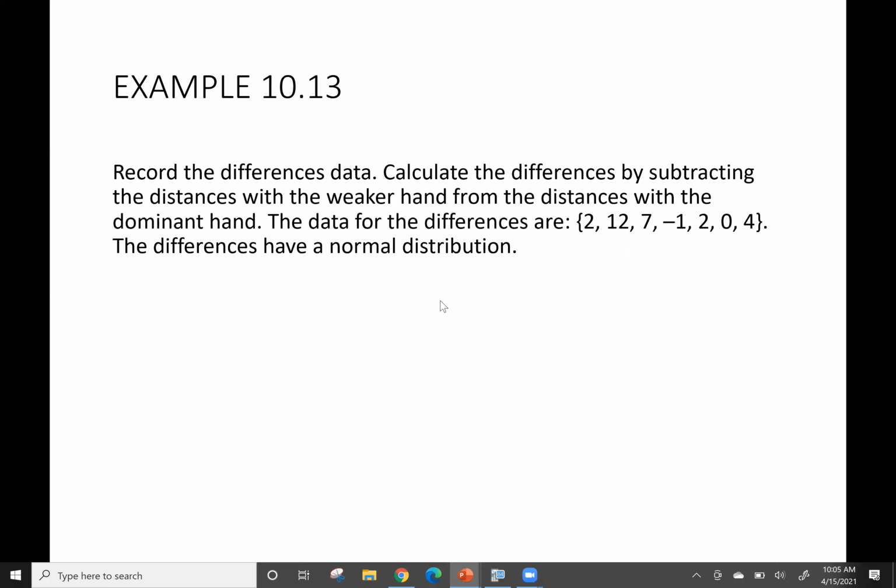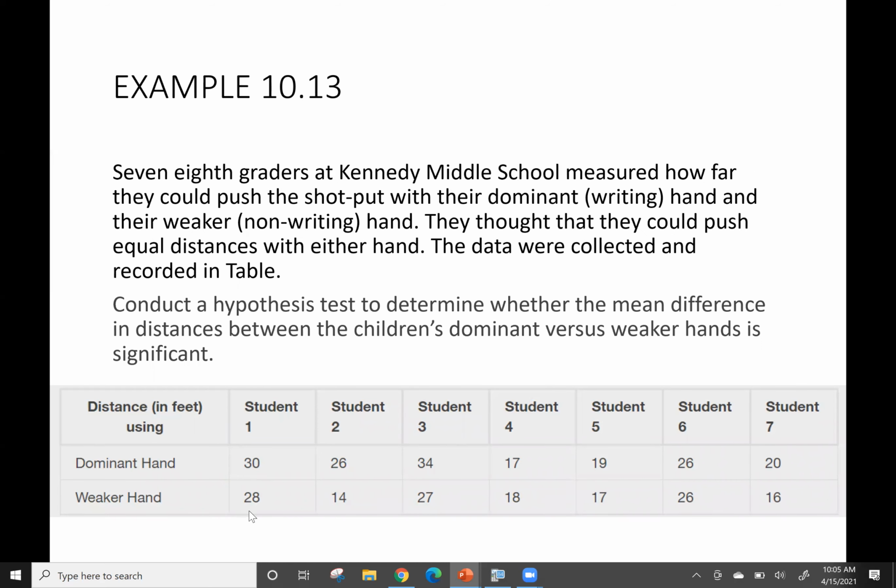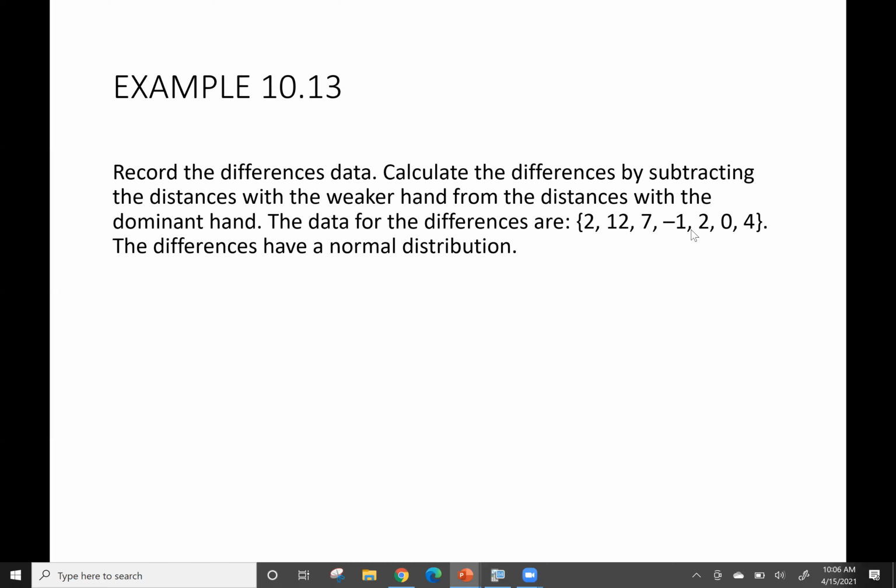So whatever you want to do. Now, in this example, they did calculate the differences. There were not that many, and it was a pretty easy calculation. The first student is 2, the second student is 8, the third student is what? Is that 7? That's not 8, that's 12. I can subtract. That's 7 minus 1, 2, 0, and 4. So there are the differences. That's what I'm going to put in my calculator, in L4.